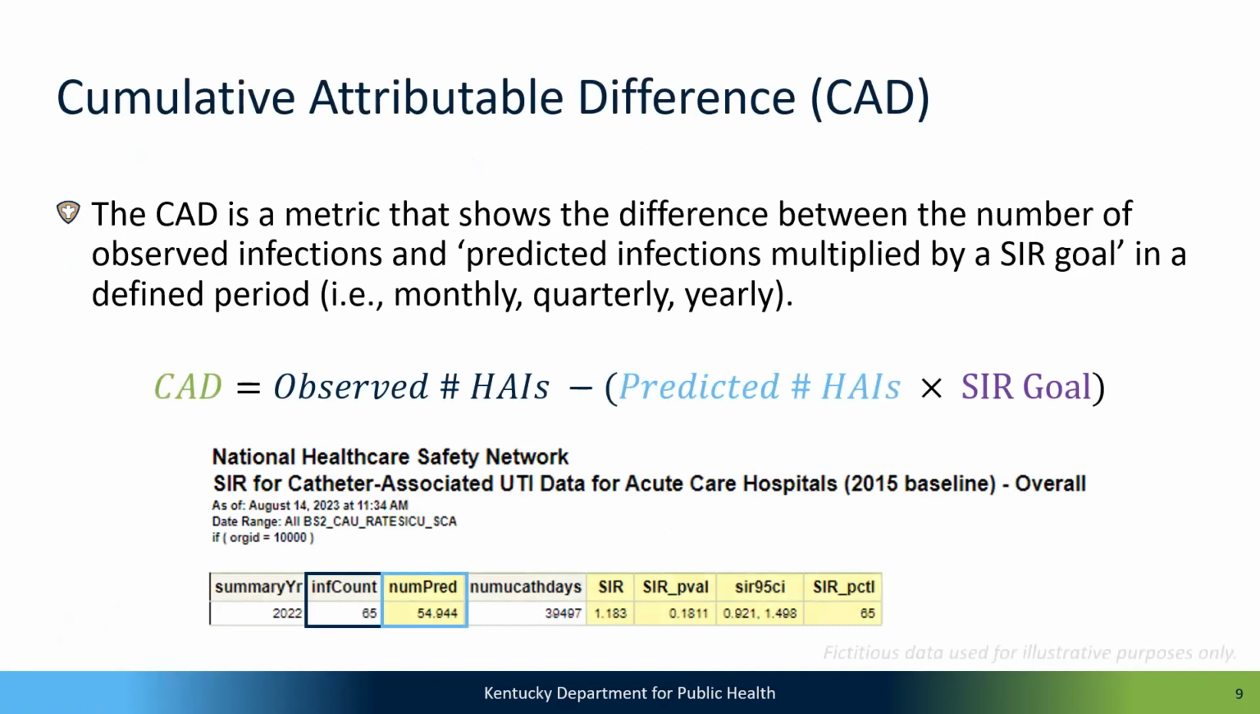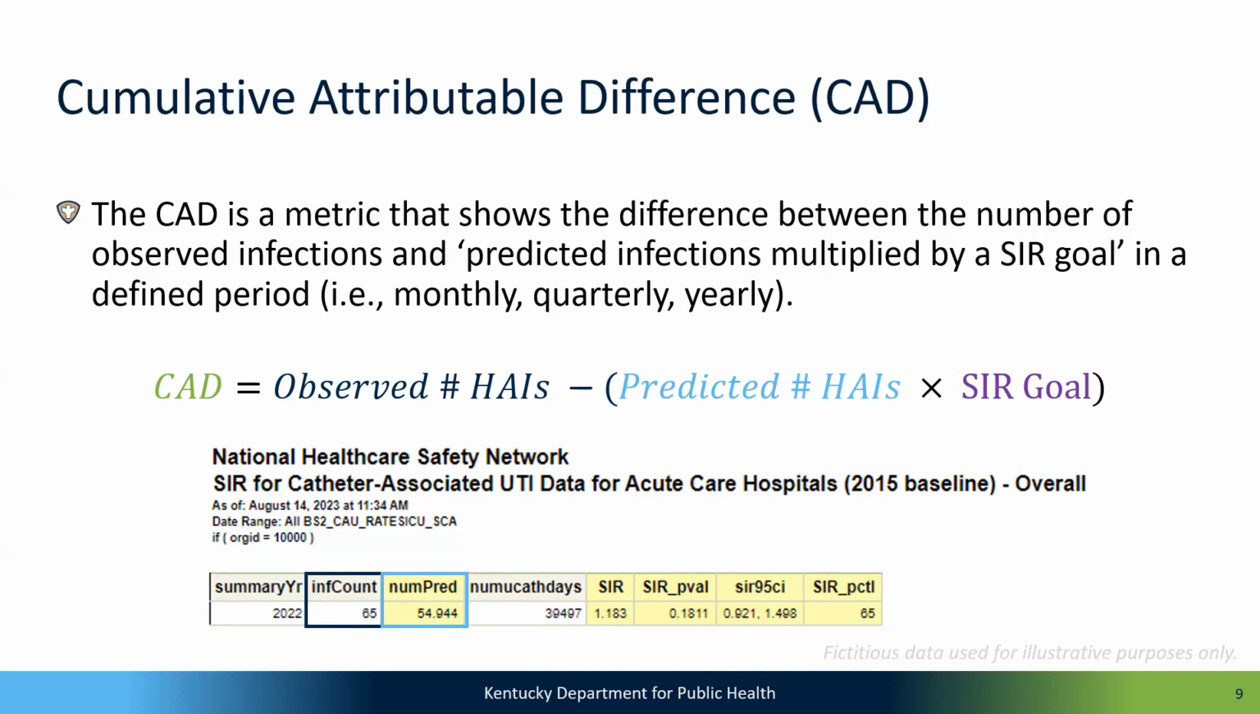So as we've just observed, the CAD can be produced for any facility as long as they have a predicted value. This allows for facilities that do not produce an SIR to still have a metric that can be used to drive action and identify locations within a facility that have a disproportionate burden of excess infections.